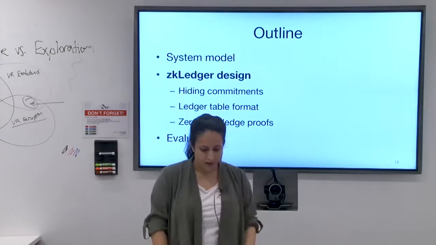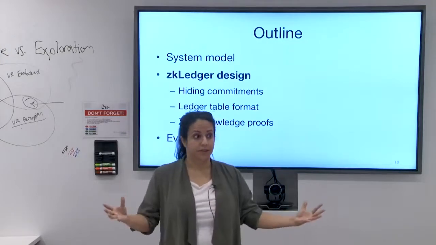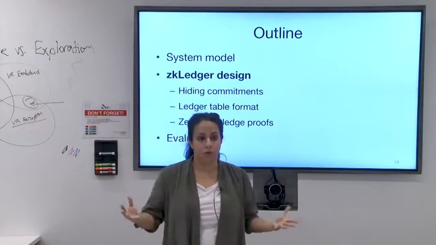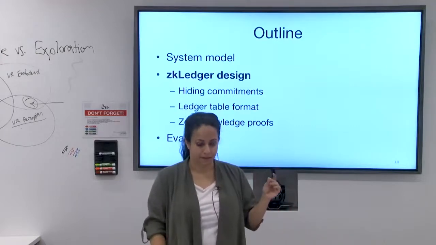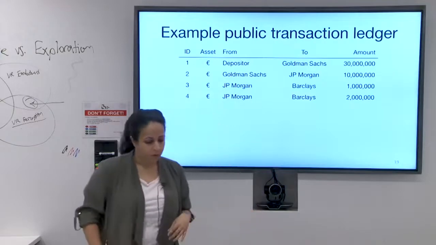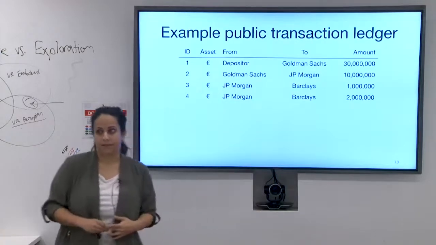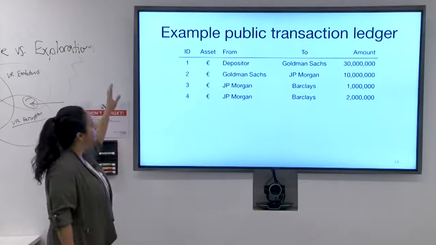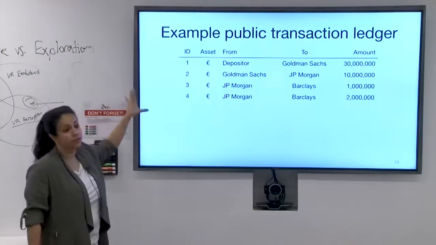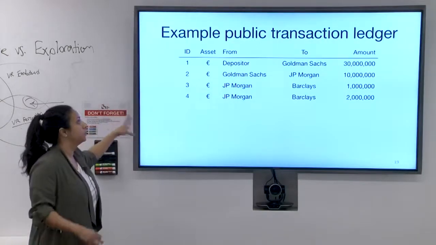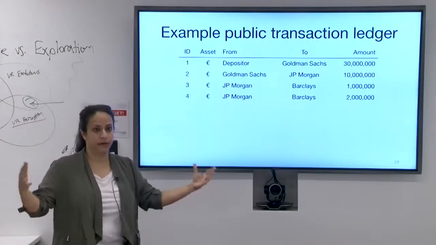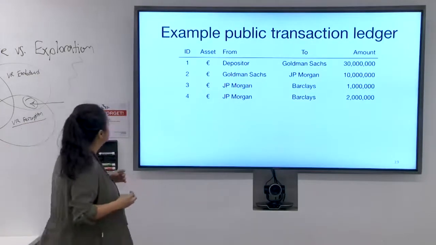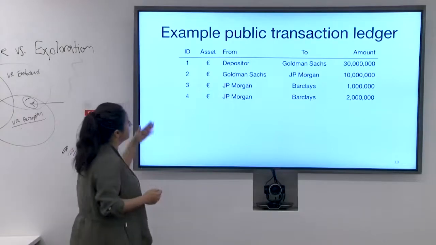Okay, so that's the system model for zkLedger. So that's the threat model. Those are our goals. That's what we're trying to achieve. Now let's get into the design a little bit. We're going to build up the design based on this example. Here is an example of a public transaction ledger, and we're going to slowly start to mask things in this ledger until we end up with zkLedger's design. So we have four transactions here.